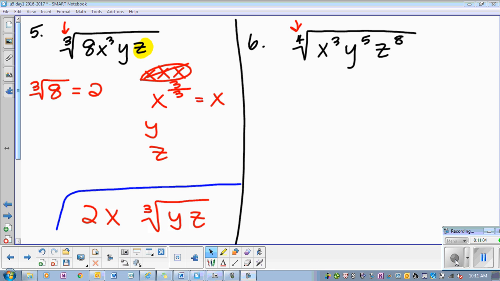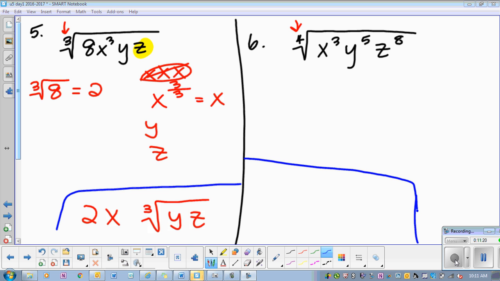All right, number 6. Remember, the root tells me how many I need in a group in order to come out of the radical. So let's see. There's no number. So, all right, I'm going to look at my variables. Now, starting with the x's. X's power over root. Do I even have enough to get a group of 4? No, I only have 3. So it stays inside. It's got to go right back inside.